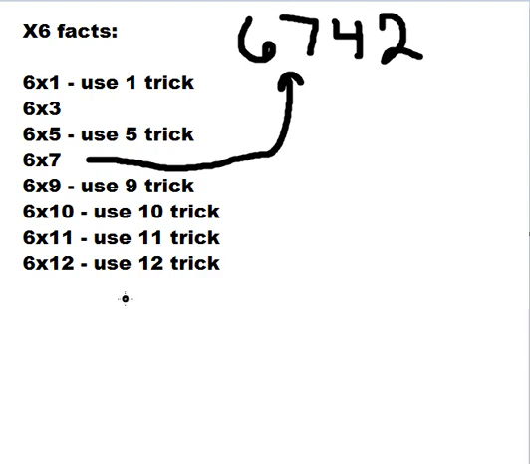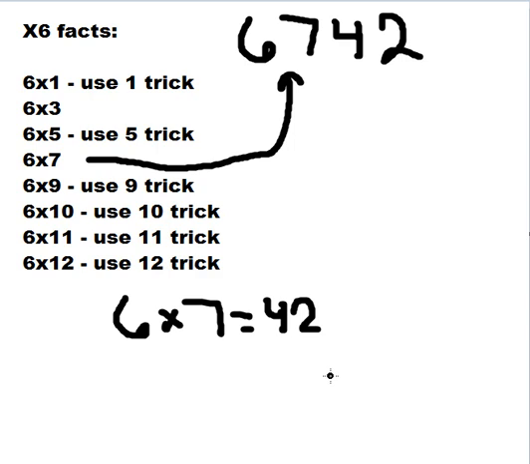So 6 times 7 is equal to 42. And so they remember 6742. They remember that 6 times 7 is 42. So that's how we remember that particular fact.